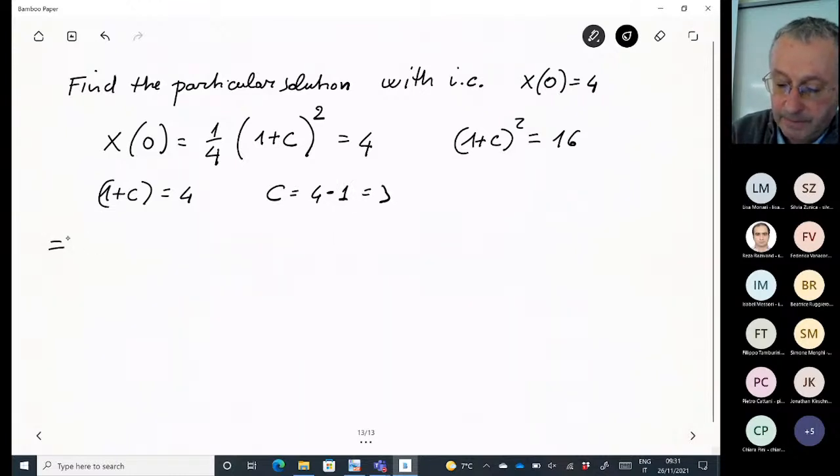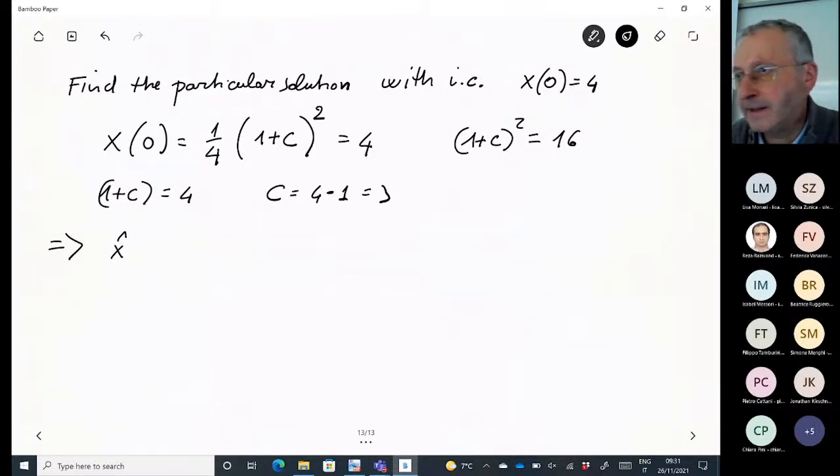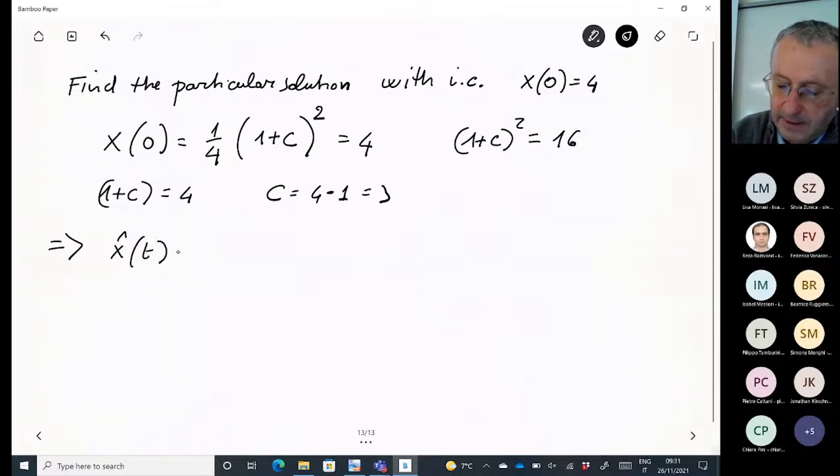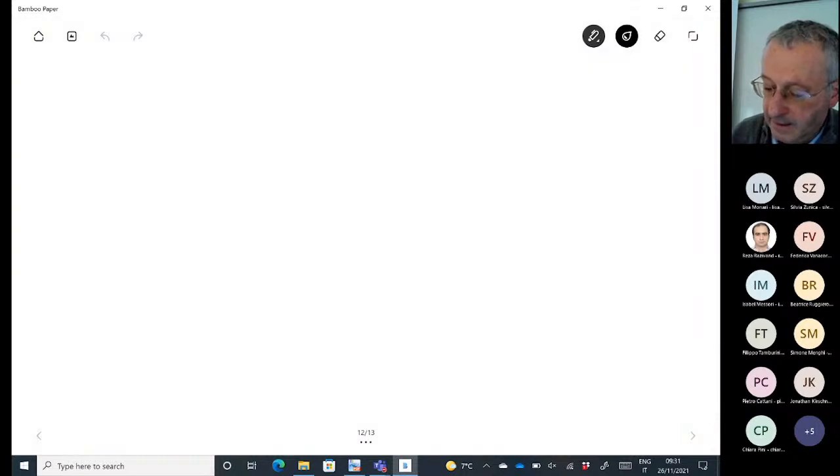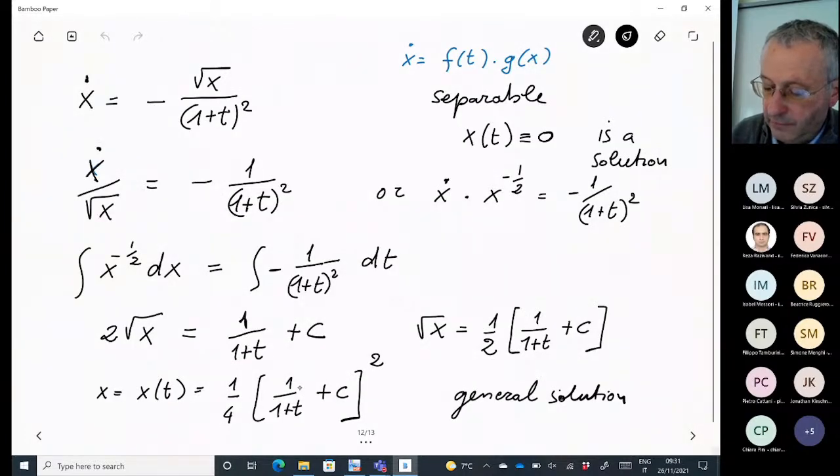usually the particular solution is not denoted by just x, but x hat, for instance, just to denote it, which is one among the infinitely many solution curves to the differential equation. x hat of t is equal to, go back into the previous expression, replace c with 3, 1 over 4 times 1 over 1 plus t plus 3 squared.